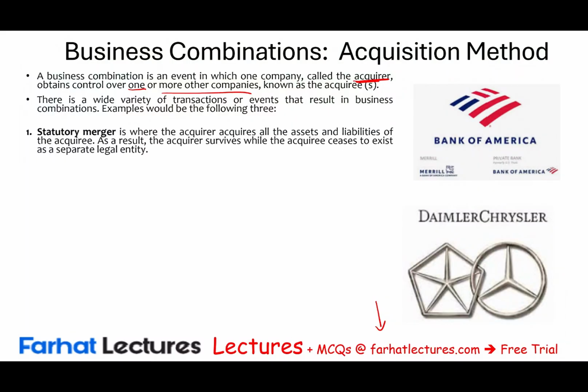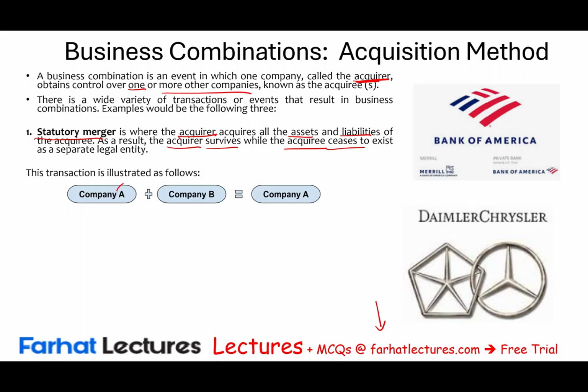The first type of business combination is called statutory merger, where the acquirer, the purchaser, acquires the assets and the liabilities of the acquiree. What happens as a result? The company that's buying survives while the acquiree ceases to exist as a legal entity. So I buy your assets, I buy your liabilities, you don't have anything anymore. You cease to exist as a legal entity. So you have company A buying company B's assets and liabilities, and the outcome is company A. Basically company B is gone. A case in point is when Bank of America purchased an investment firm called Merrill Lynch. Merrill Lynch ceased to exist, and that was a form of business combination.